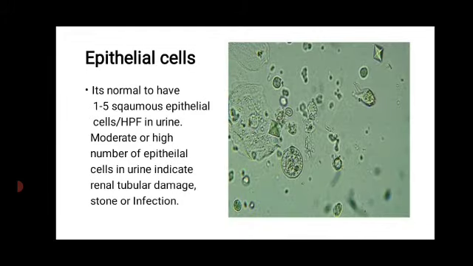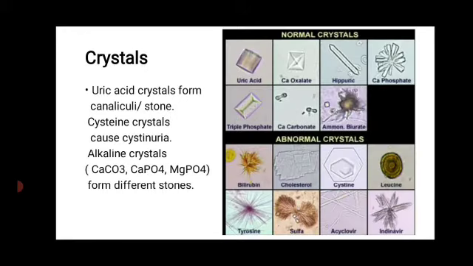Next, you can see the epithelial cells. Normally there are 1 to 5 epithelial cells per high power field in the urine. A moderate or high number of epithelial cells in the urine indicates renal tubular damage, stone or infection. Here is a diagram showing the microscopic picture of epithelial cells. So you can see how epithelial cells are seen under the microscope in microscopic examination of the urine.